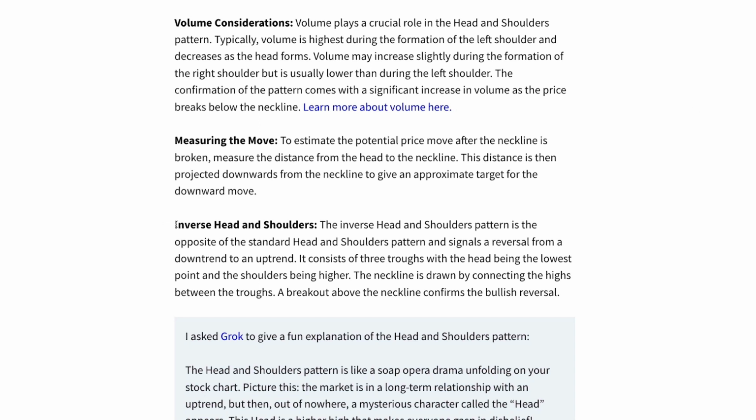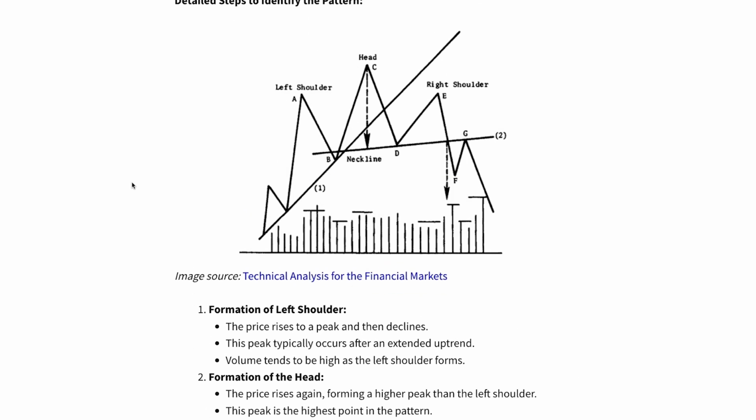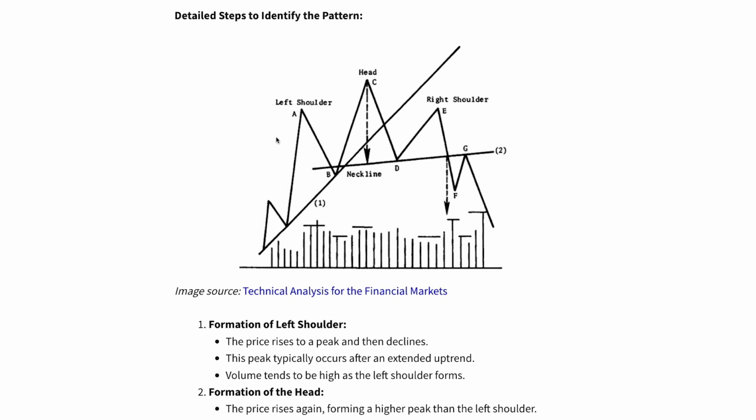Now, there is an inverse head and shoulders, and basically that's a mirror image of the head and shoulders pattern, but you're in a downtrend, and then the opposite is happening, and you're going to bounce up into an uptrend. So here is an image. Again, we studied this one here. This is from the textbook, Technical Analysis of the Financial Markets.